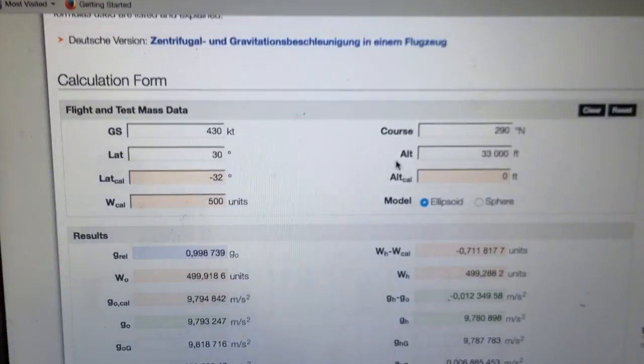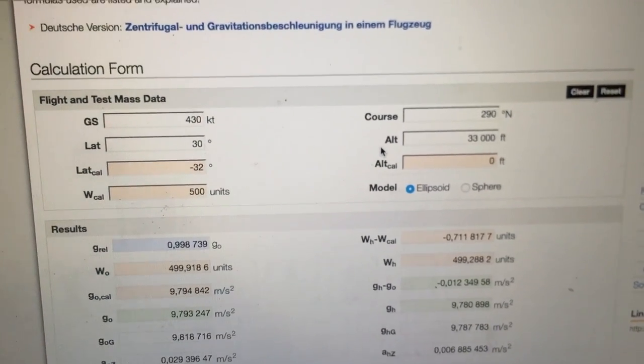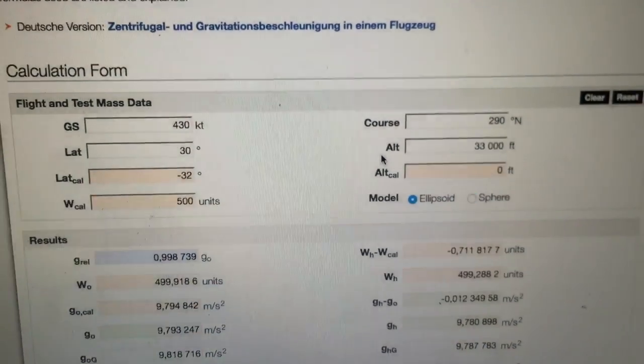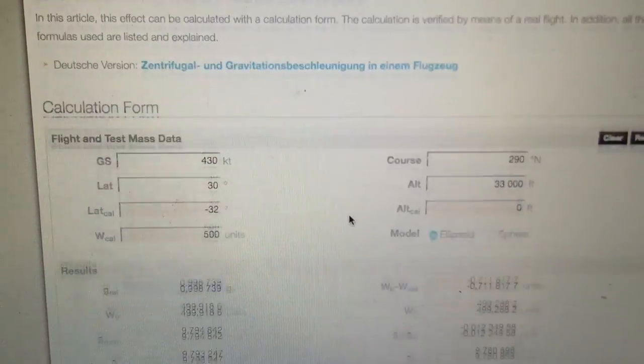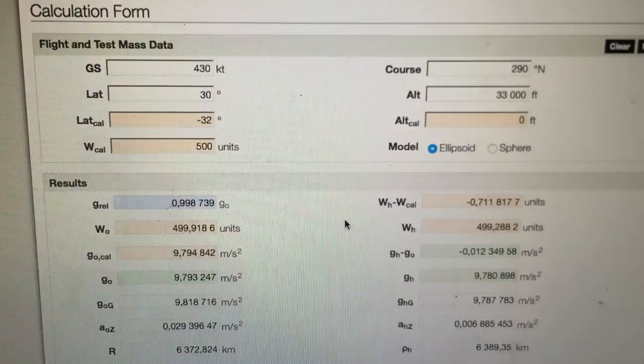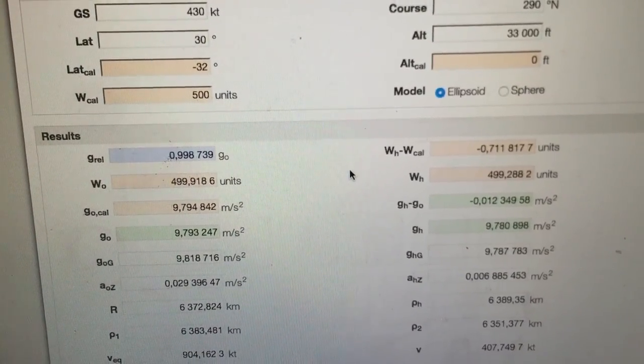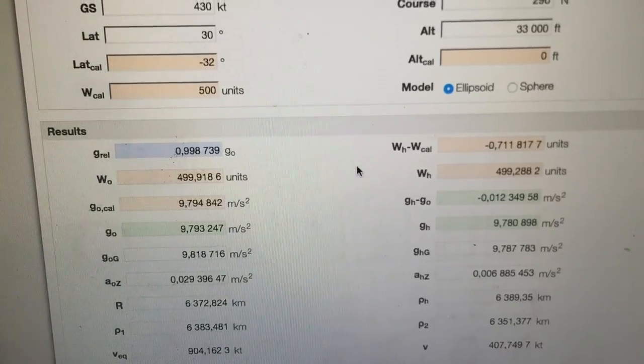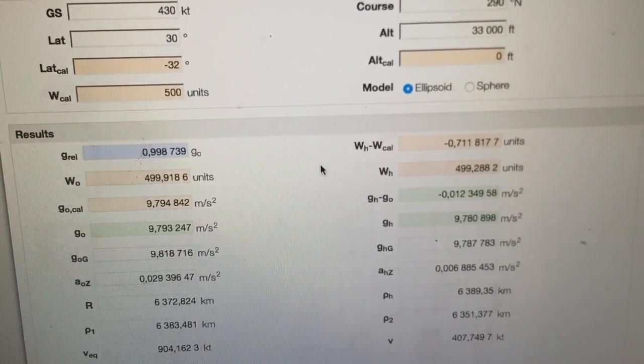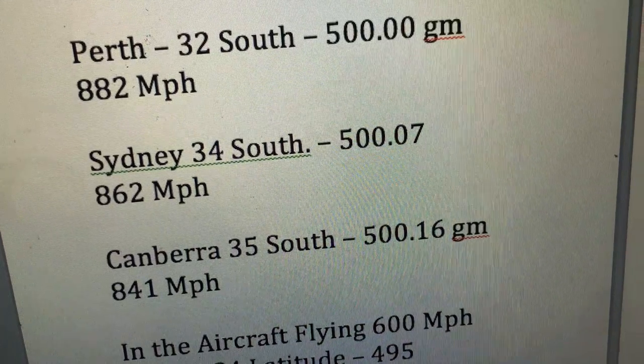And as I said, this is just part of an ongoing series of experiments, but so far, all the results are matching the mathematics of the globe and the centrifugal force being generated by the aircraft moving east and moving west. So let's play the video.